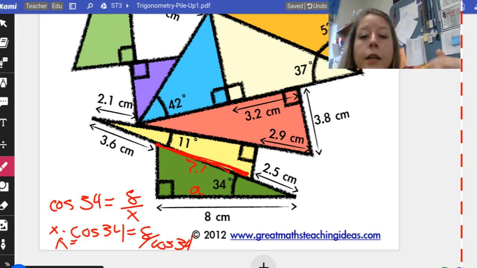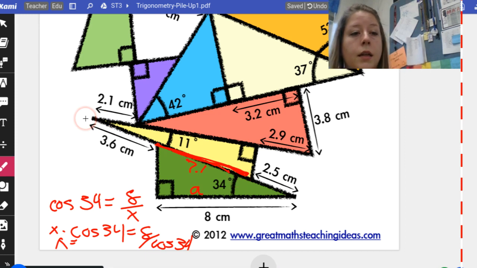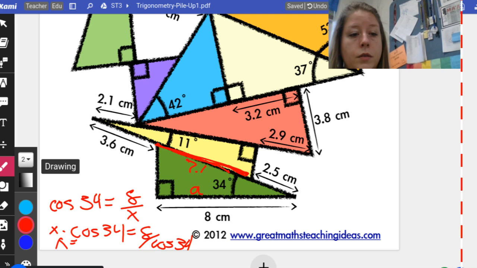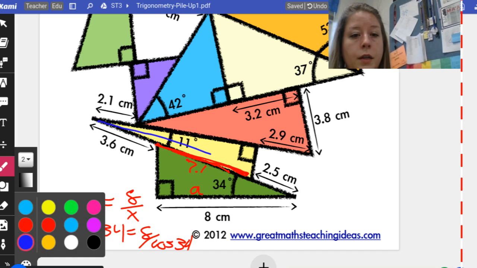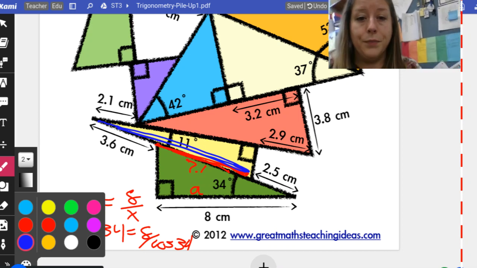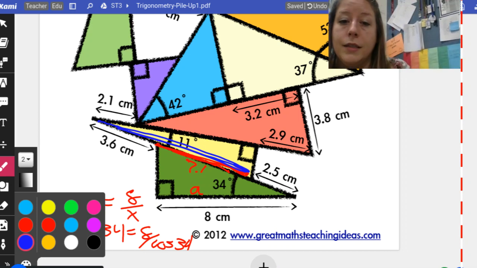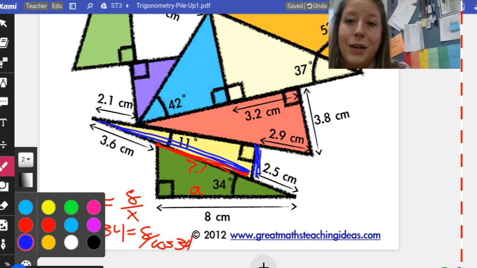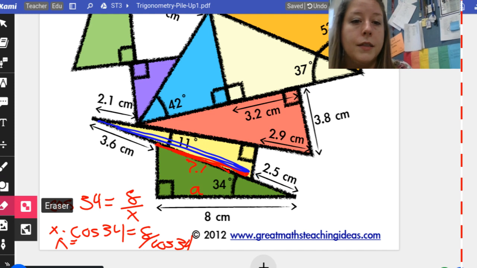Okay. Now I'm moving on to the yellow triangle. So I have an 11-degree angle. I know this is the hypotenuse side. And I'm going to change colors. So from here to here, my blue, I know that whole side is 10.7 because I'm adding the 3.6 and the 7.1 together. I could find this little guy over here, which is not going to be very helpful. I want to find the other side.